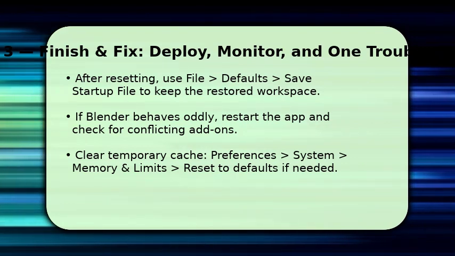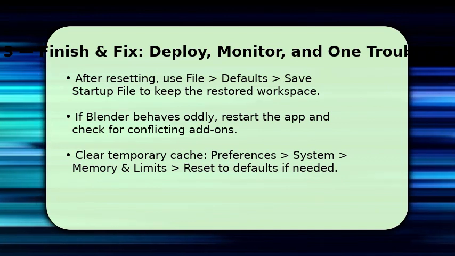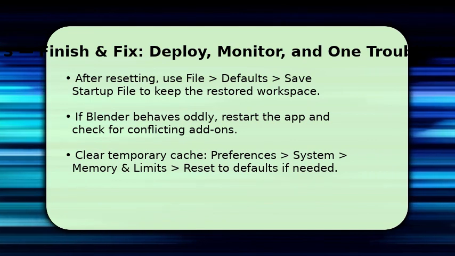If something goes wrong, panels missing, or UI acting up, disable recently added add-ons, then restart. Make sure to clear caches and reset memory limits under Preferences, System if performance issues persist. One key troubleshooting tip: if the UI still fails, reset the Configuration folder by renaming the Blender configuration directory.